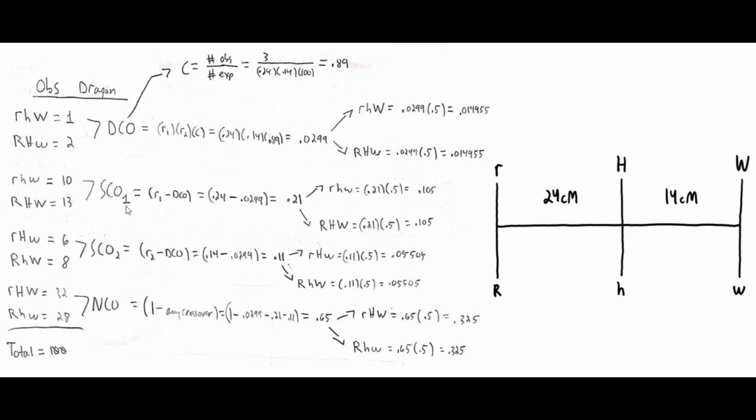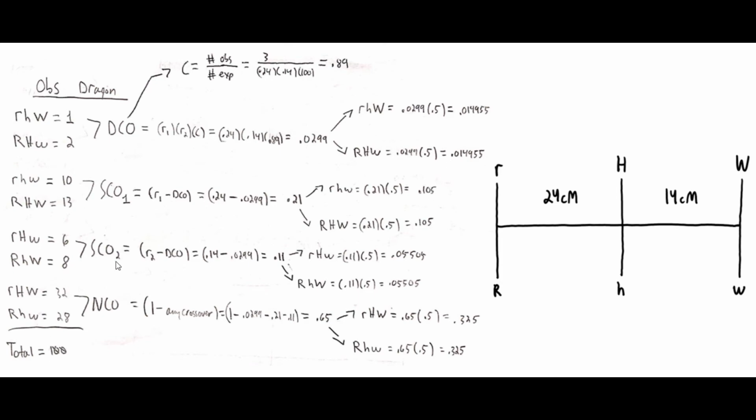For single crossover 1, we take our recombinant value 1, which is over here, 0.24, minus our double crossover value, which is 0.0299, which equals 0.21. Again, if we want our full specific value, we just do the 0.21 times 0.5, which equals 0.105.